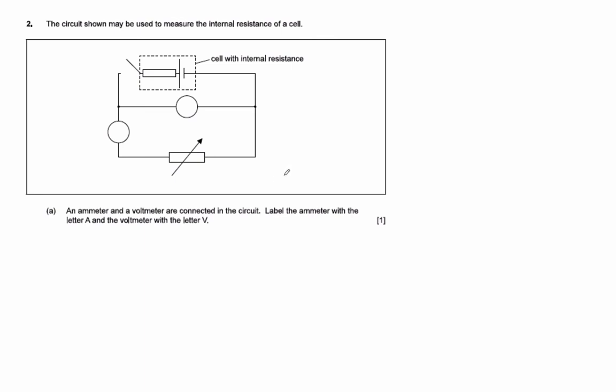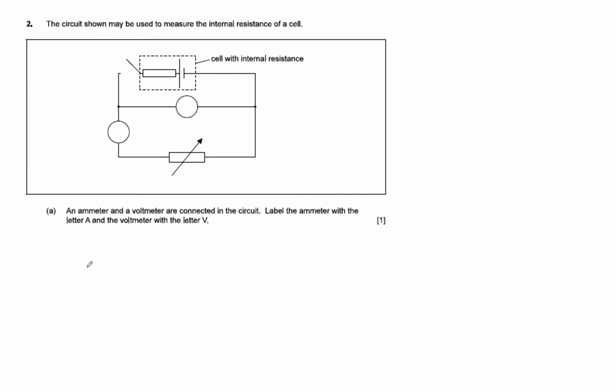All right, so this circuit, there it is, right? This is the circuit we used for our internal resistance of the battery lab. This is one of the required labs for IB, so they like to put questions on there that come from the required labs. So an ammeter and a voltmeter are connected to the circuit.